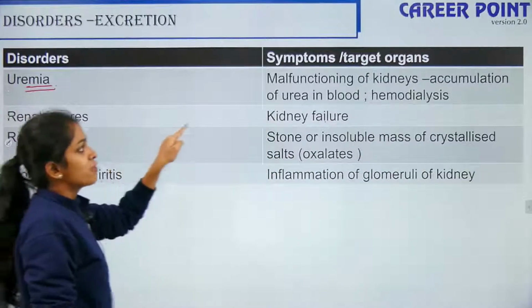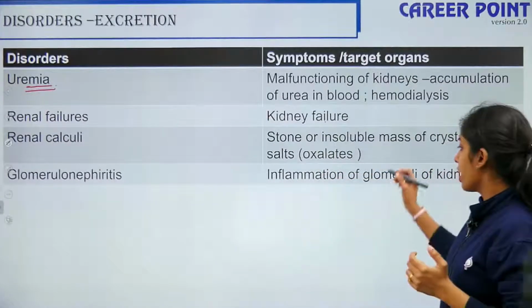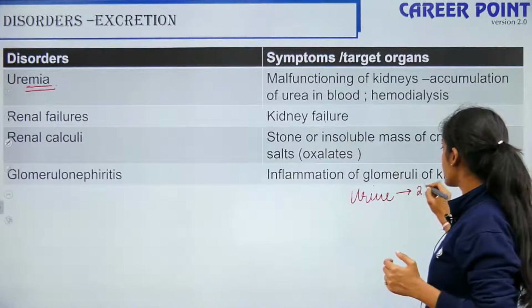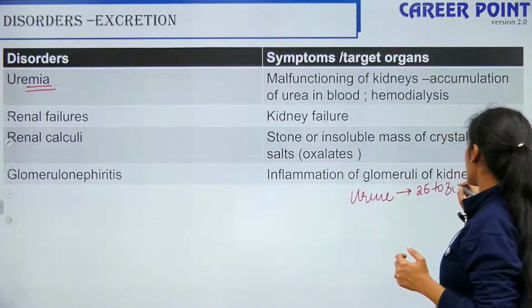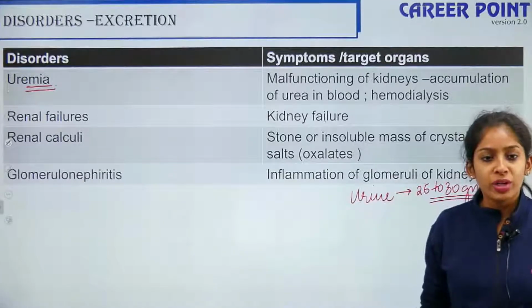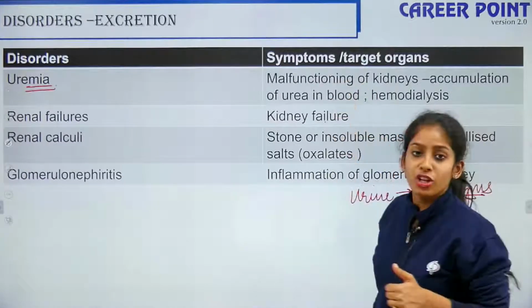Malfunctioning of the kidney leads to the accumulation of urea in the blood. In urine, you excrete urea, right? How many grams of urea do you excrete? 25 to 30 grams of urea you excrete. If the urea gets accumulated in blood, that is toxic. That is what happens in uremia.